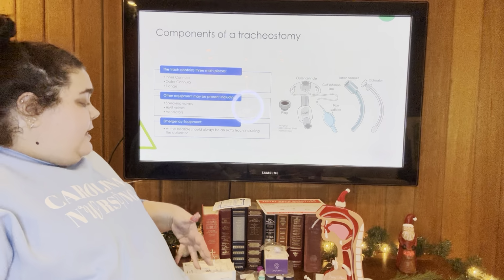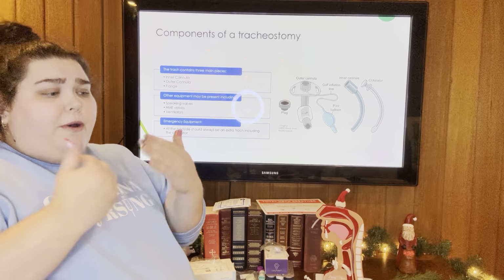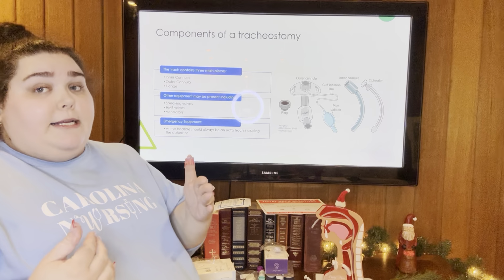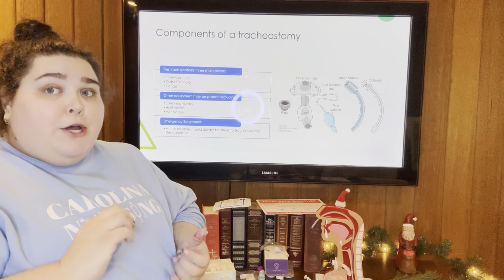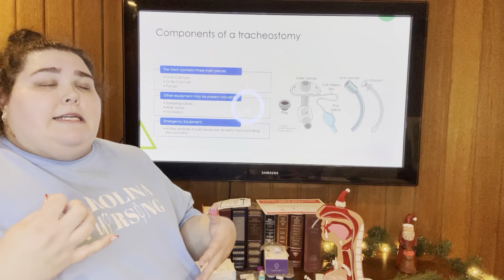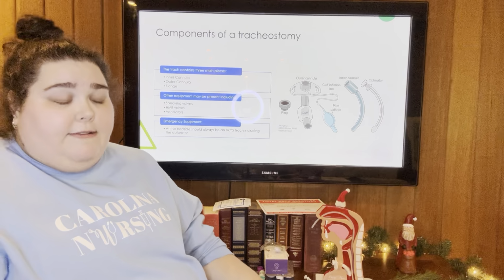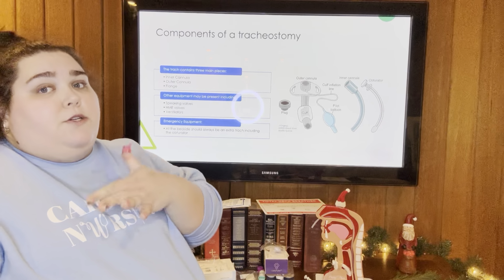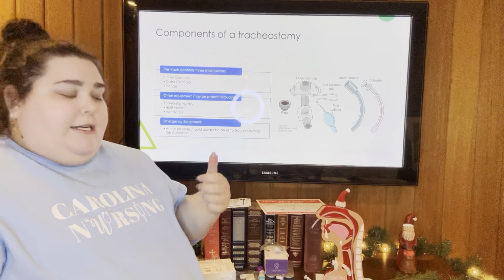So your components of a tracheostomy, as we were just saying, there are 3 main components. You have your outer cannula, which is the part that is your main airway. Your inner cannula, which changes daily and helps remove mucus plugs and things of that nature. And then you have the flange, which is the part that sits up against the skin and is what your trach ties tie into.